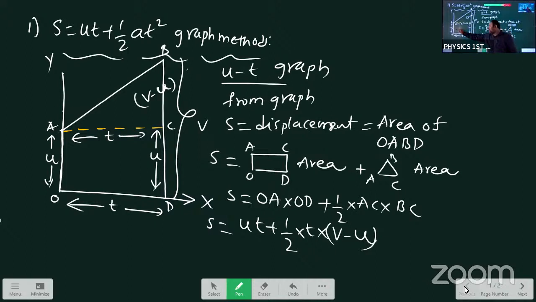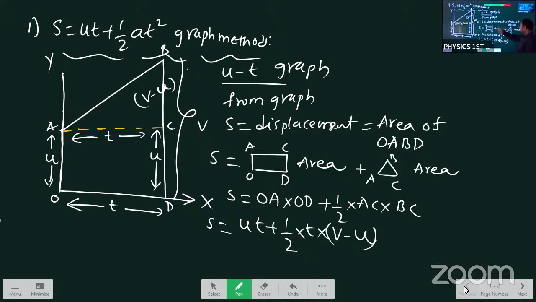What does the graph indicate? U is the initial velocity, V is the final velocity, T is the time. From B to D is point V, O to A is point U. This U means this one also U. What is the balance? V minus U. Overall displacement is nothing but the area of the given graph.